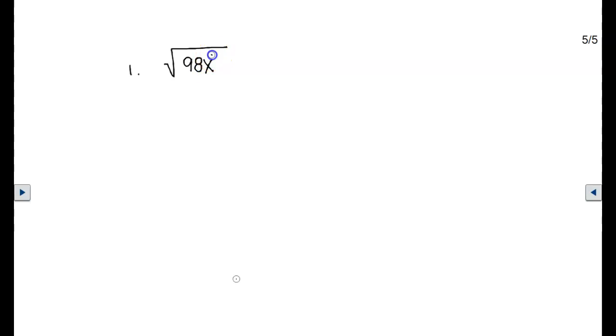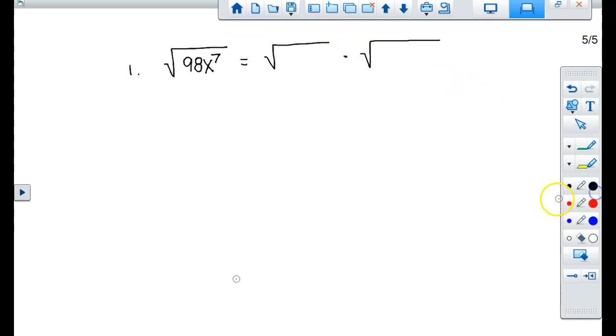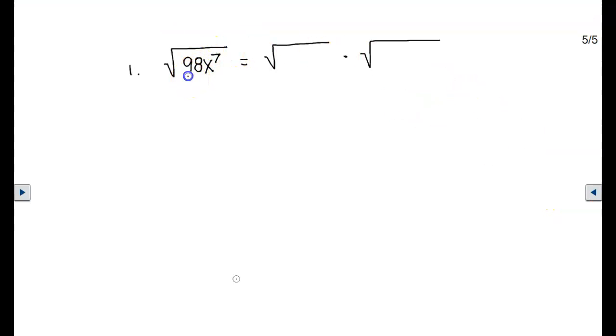So we are going to simplify the square root of 98 x to the 7th power. To do that, we are going to factor it so that we have perfect squares in one square root and non-perfect squares in the other. So you'll remember how I talked about we'll have a square root that we can do and a square root that we can't do. So here's what we're going to do first. First, we're going to deal with the 98.